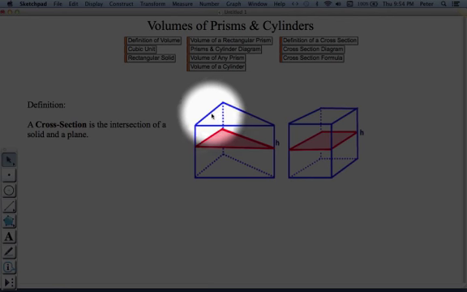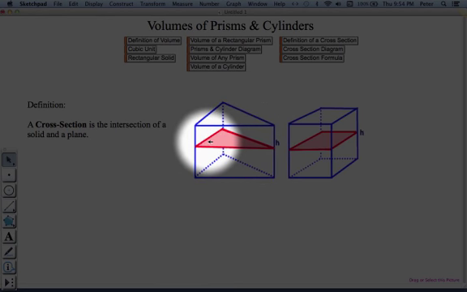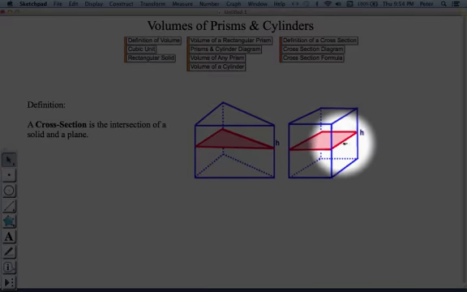So here we have a triangular prism. The red plane here represents the intersection of the triangular solid with the plane, and this red part would be the cross section. Here we have a rectangular prism, and this red rectangle represents the cross section.